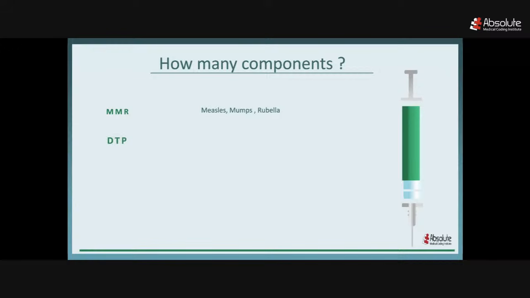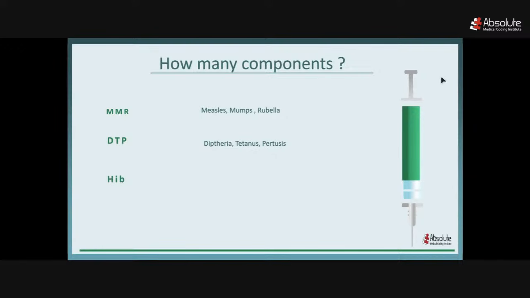DTP. What do you say, coders? How about a DTP? How many components are there in a DTP? Any more answers? We have three components actually. We have diphtheria, tetanus, and pertussis. So there are three components in a DTP vaccine. Great try, great try. Good job.